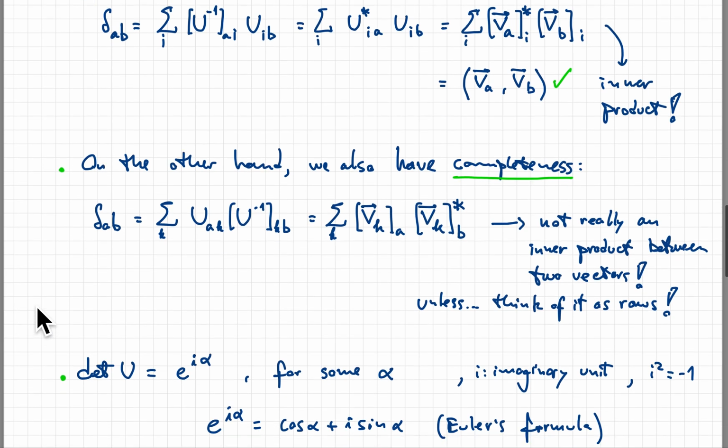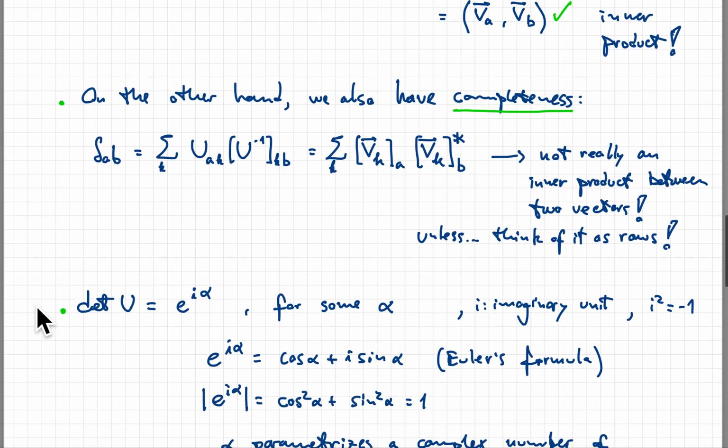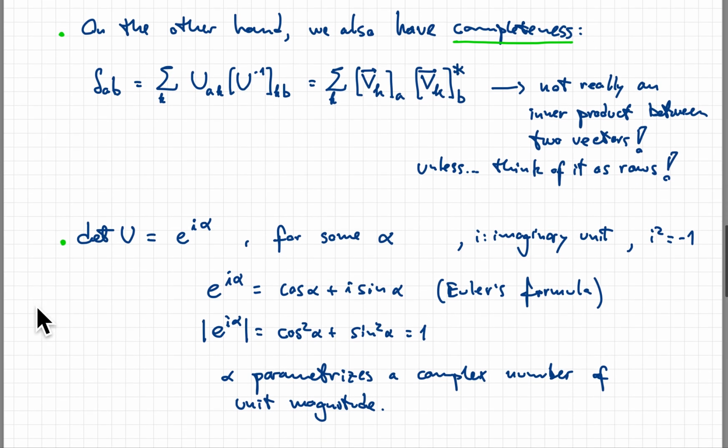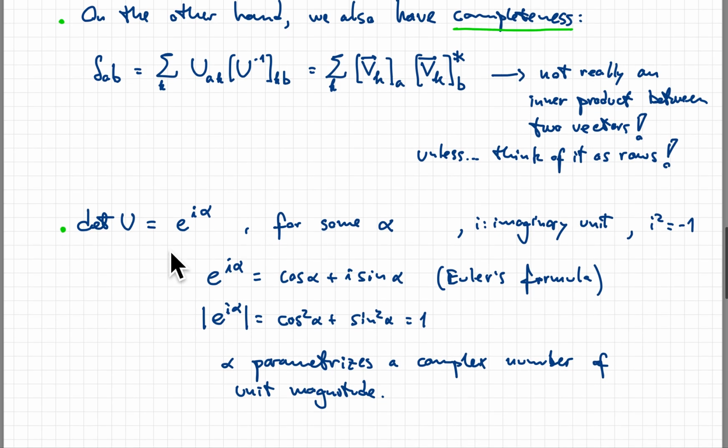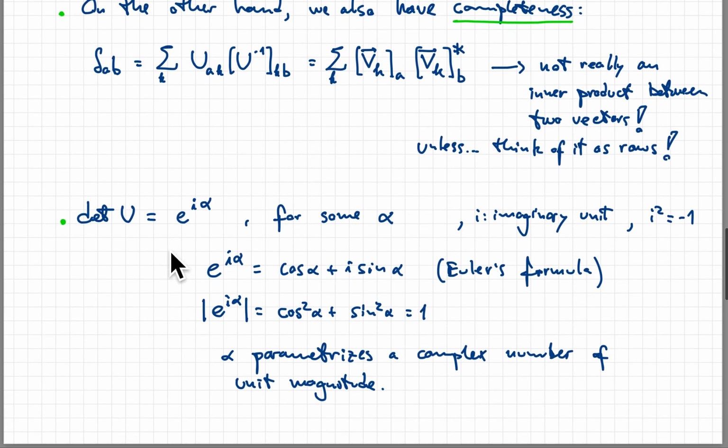Now, another property that's interesting about unitary matrices is that the determinant of any unitary matrix has to be of the form e to the I alpha for some real quantity alpha. This alpha has to be real. I should have said here alpha belongs to the reals. Here I is the imaginary unit, that complex number such that I squared is -1. And this e to the I alpha is simply a way to parameterize a complex number of unit magnitude.